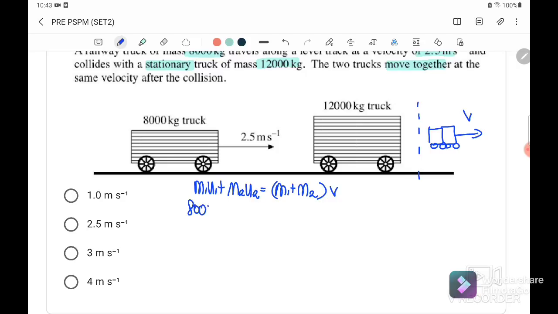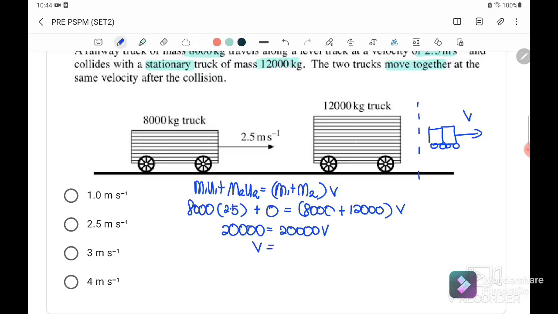Initially, the 8,000 kg truck is moving at 2.5 meters per second, and truck 2 is stationary, so plus 0 equals 8,000 plus 12,000 times the final velocity. So 20,000 equals 20,000 v. Therefore, v equals 1 meter per second. So the answer is B.